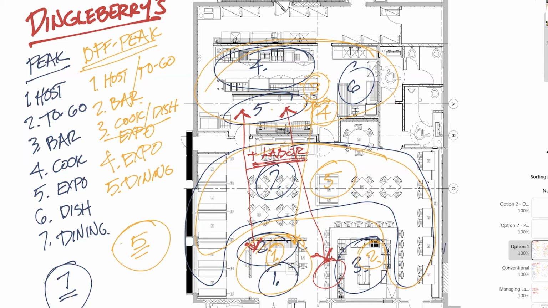Again, this is why when we look at both the conventional pre-COVID full service restaurant and the post-COVID option for Dingleberries, you see why Dingleberries is not a good thing. It actually doesn't allow us to manage labor as well as it could be. And the reason is because of the location of that to-go station or off-premise station to the dining area.